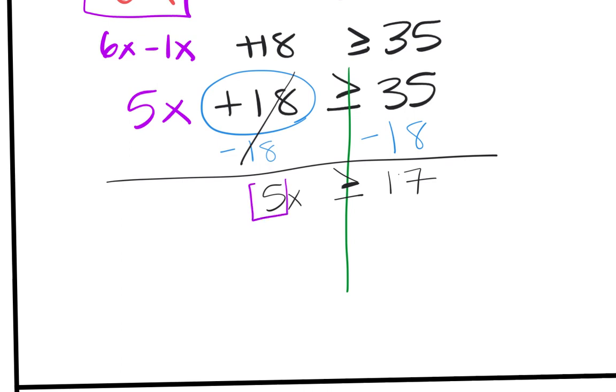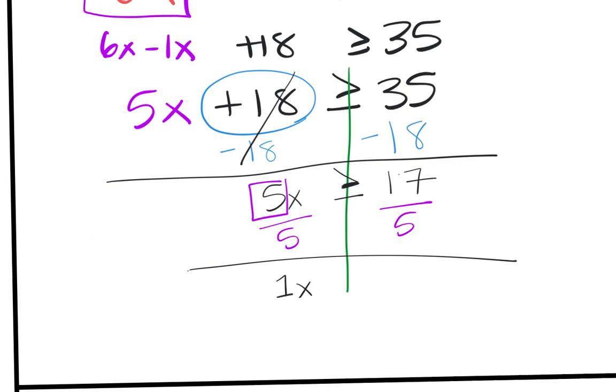Then we box and undo our coefficient. 5x means 5 times x. The opposite of times x is dividing. So we're going to divide by 5 on both sides. 5x divided by 5 is 1x. 17 divided by 5 is 3.4. And then I don't need to change the direction of my symbol because I did not multiply or divide by a negative number.